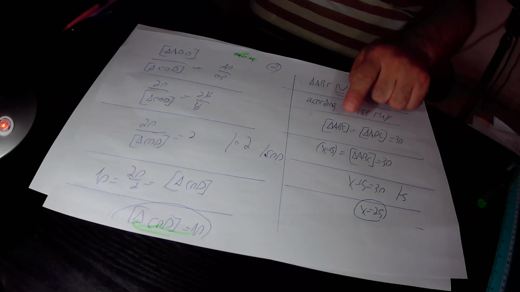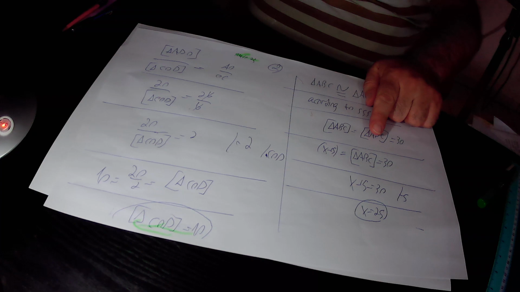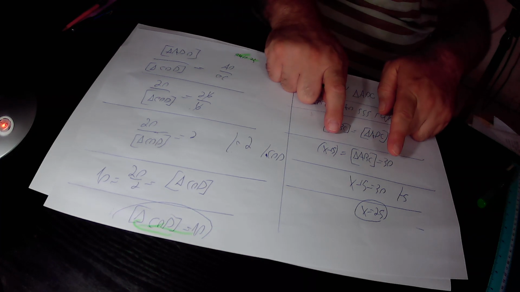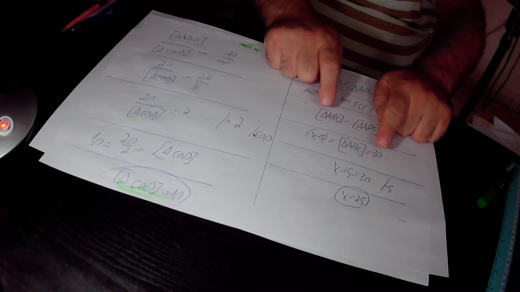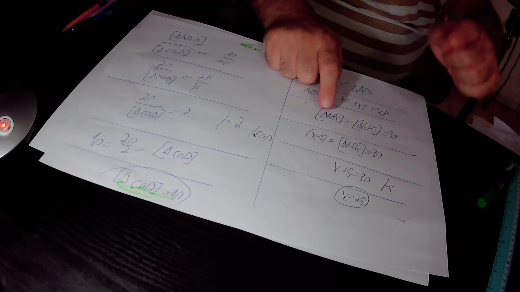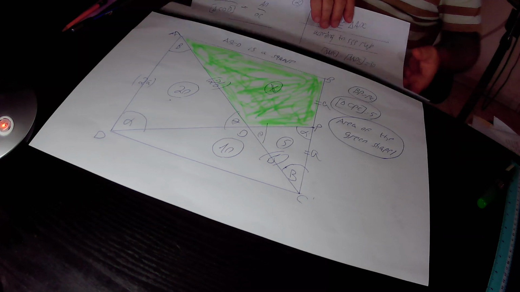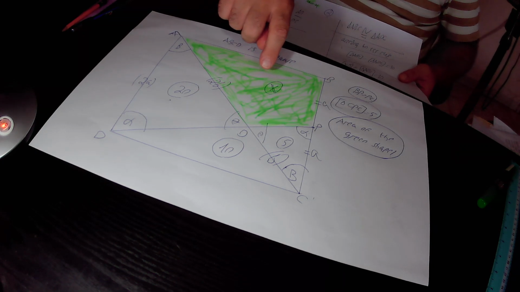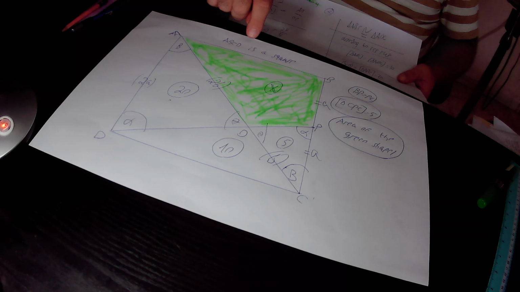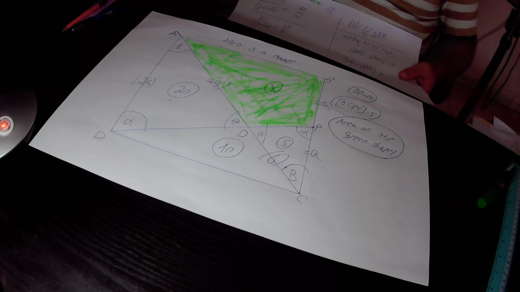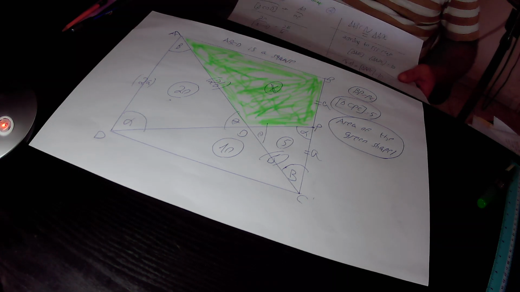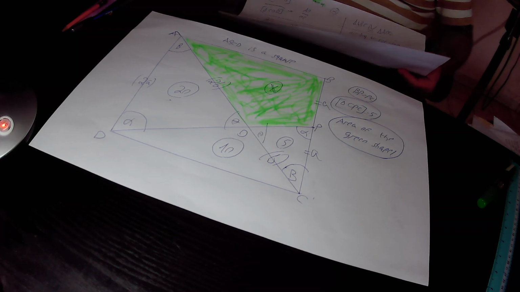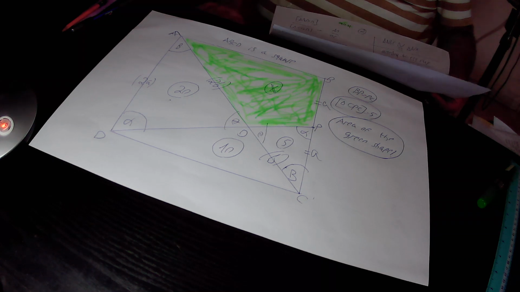From the equation x plus 5 equals the area of triangle ABC equals 30, we derive that x plus 5 equals 30. Here we subtract 5 and finally get that x equals 25 square units. So the area of this green shape is equal to 25 square units, and that is the answer to the question. Okay, thank you very much.